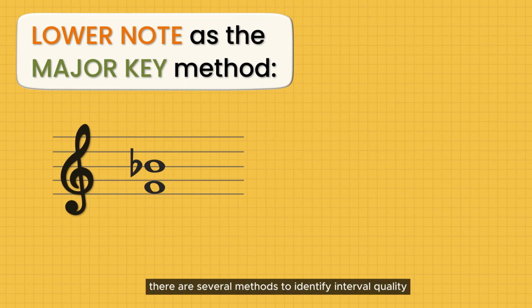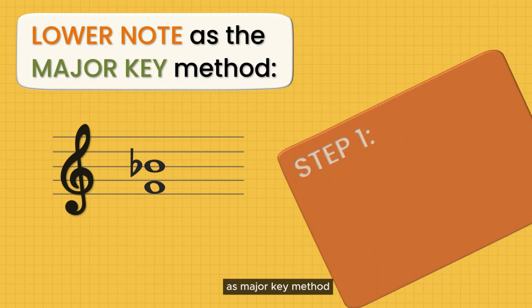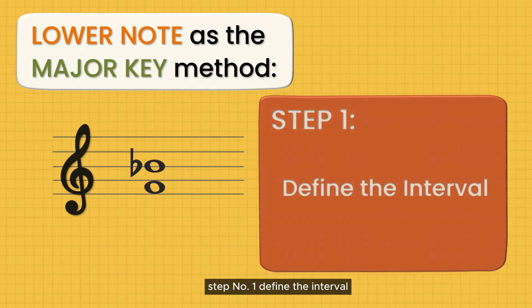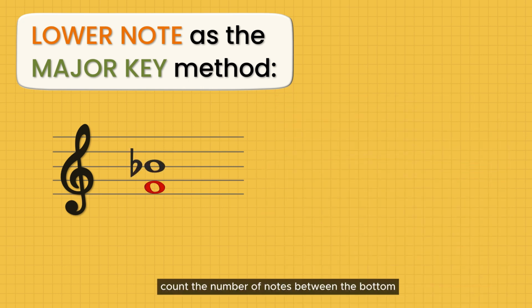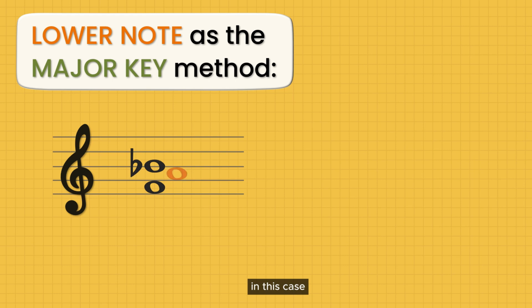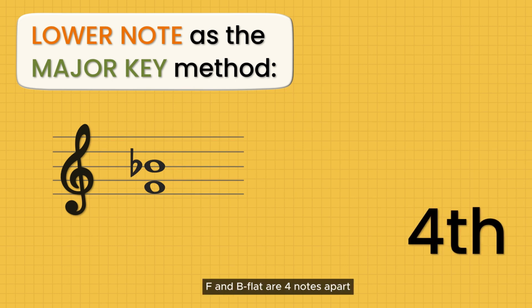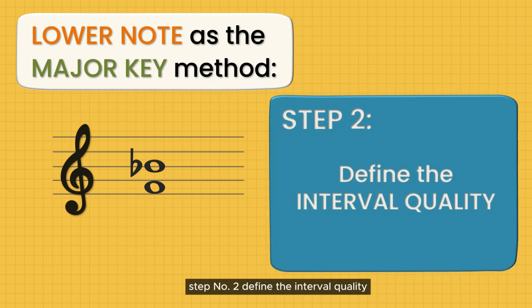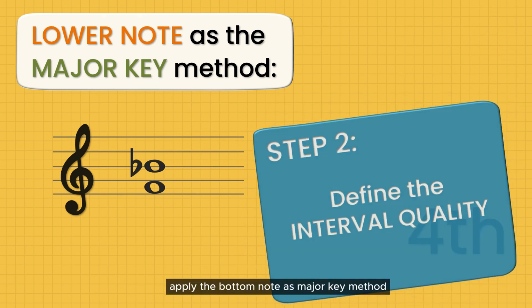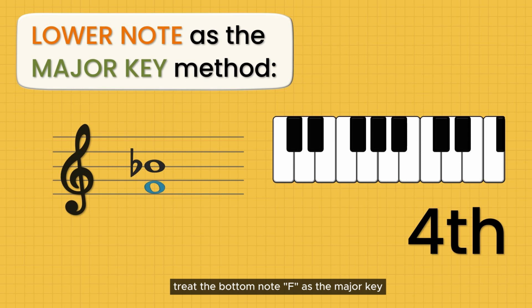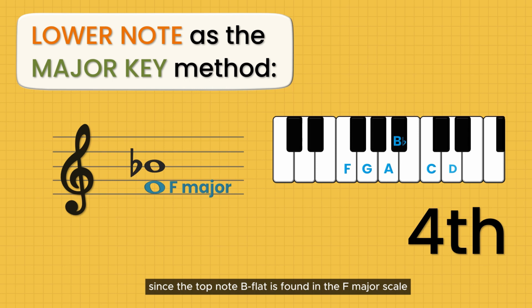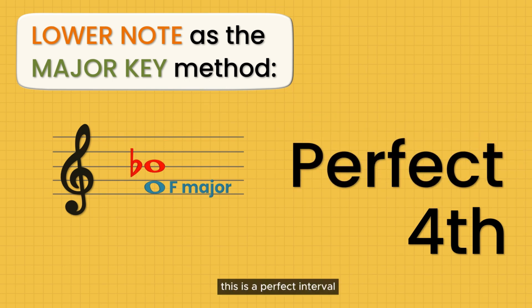There are several methods to identify interval quality. The first method I will explain is called the lower note as major key method. Step number 1. Define the interval. Count the number of notes between the bottom and top notes. In this case, F and B flat are 4 notes apart. Step number 2. Define the interval quality. Apply the bottom note as major key method. Treat the bottom note F as the major key. In this case, it is F major. Since the top note B flat is found in the F major scale, this is a perfect interval.